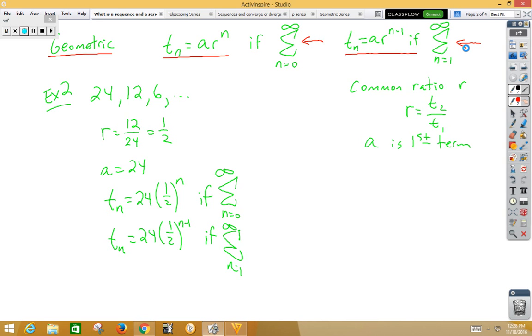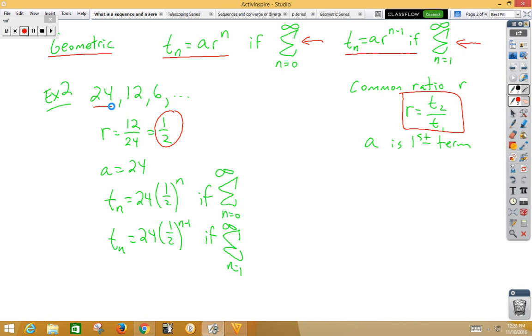So in my second example, I might have the sequence 24, 12, 6, and so on. To get the common ratio r, back in Algebra 2, we took the second term and divided by the first term. So in example 2, that would be 1/2. Our first term, in this case, is 24.